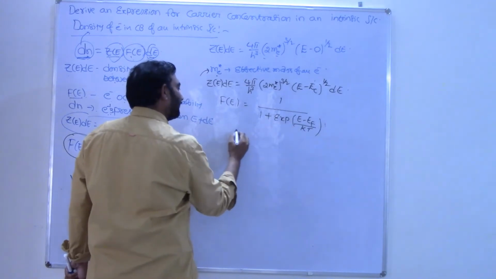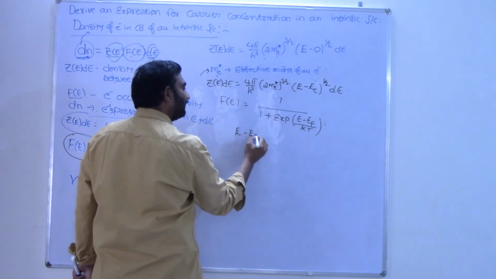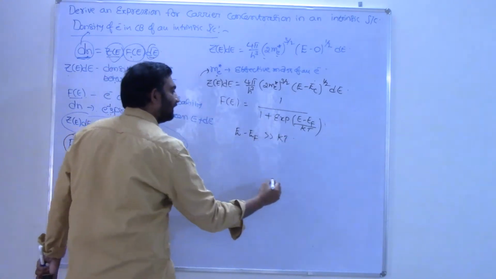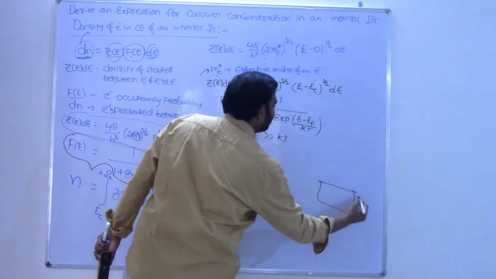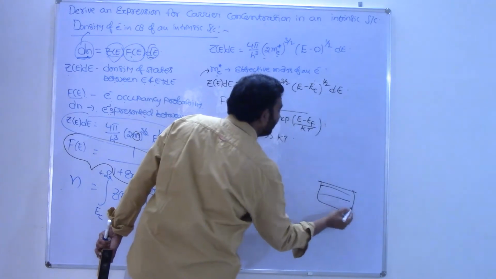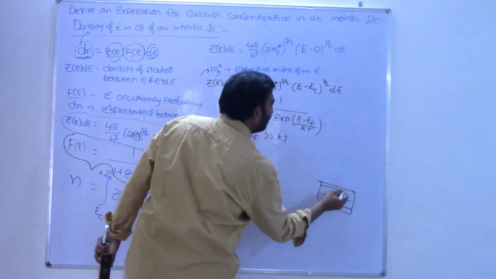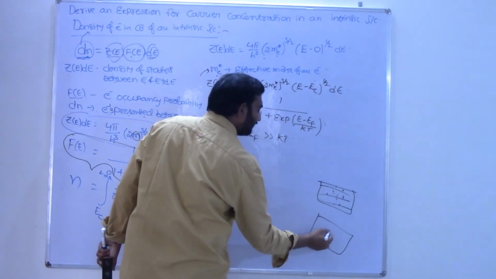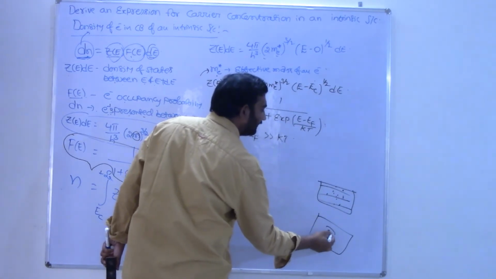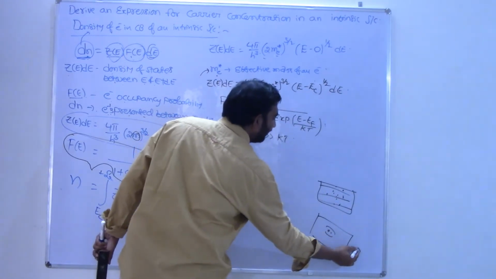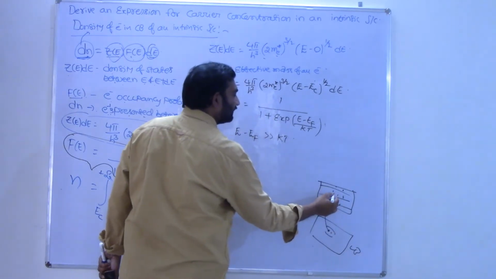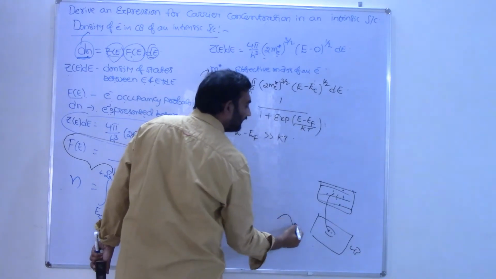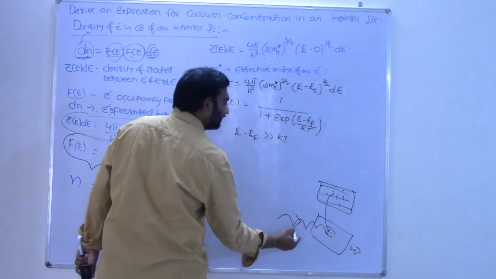Here, do one thing: E minus EF is greater than KT. What does it mean? Your task is to calculate how many electrons are available in the conduction band. For this to happen, an electron must break the covalent bond inside the valence band, and then it has to enter into the conduction band. Then only you can find the electrons. So it requires what? Outside energy.